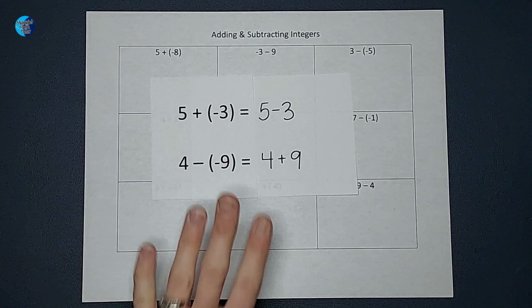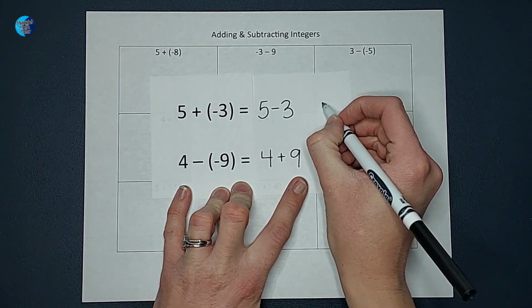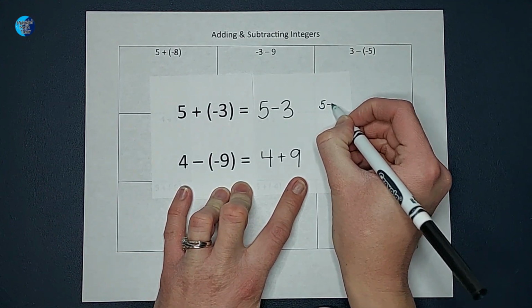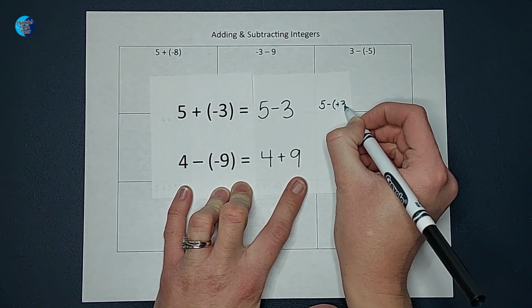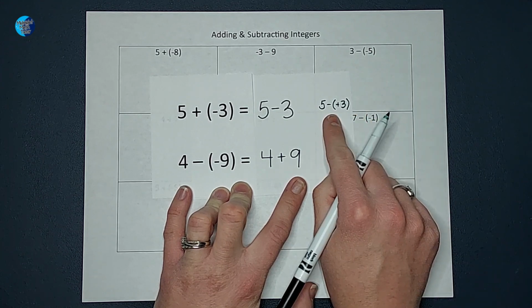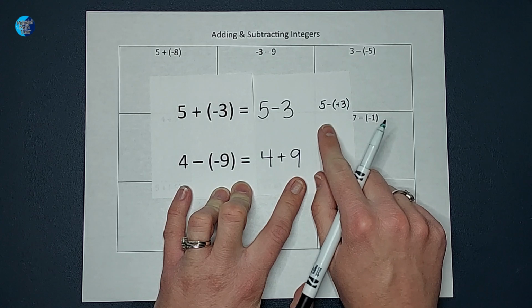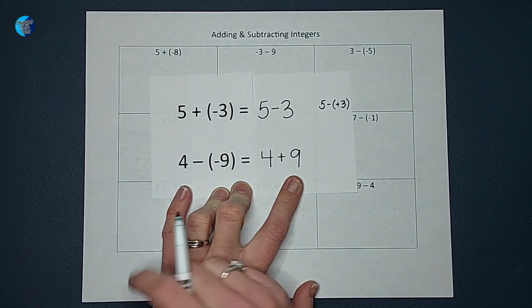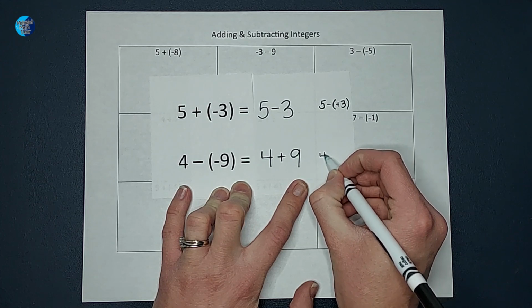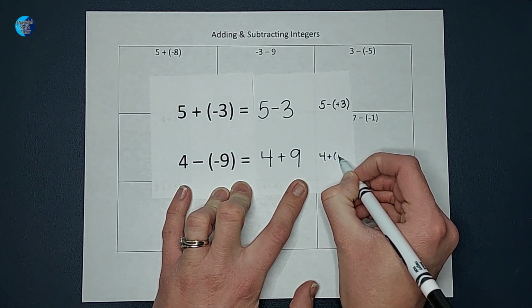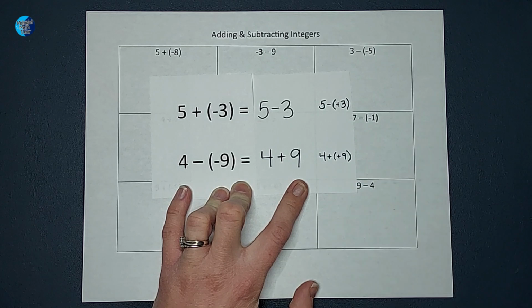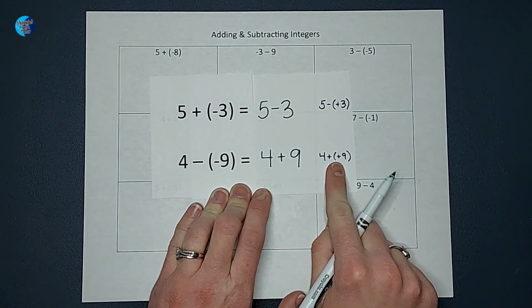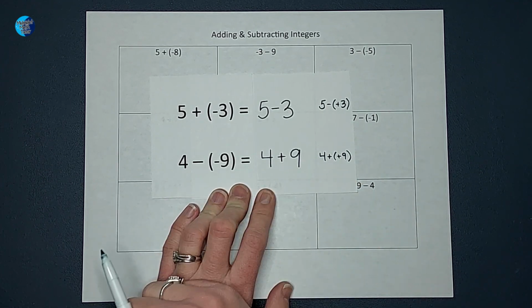Now, as a side note, you may occasionally see something like 5 minus a positive 3. I mean, it's not super common to see, but it could happen. Same thing, signs are different. Leave the minus or the negative. You could also potentially see 4 plus a positive 9. I mean, again, not super common, but it is possible. Again, you would just leave the plus.